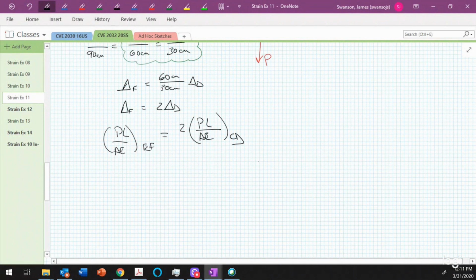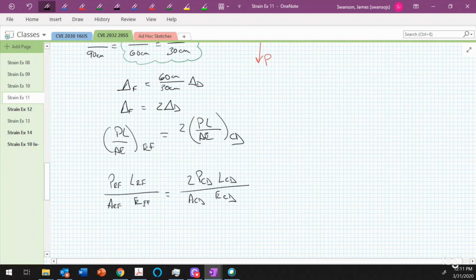So the next step here is to expand this a little bit and start substituting in our values. So I'll just expand this on the left. We have P sub EF, L sub EF, A sub EF, and E sub EF. And then this is equal to 2 times P sub CD, L sub CD divided by A sub CD and E sub CD, like that.